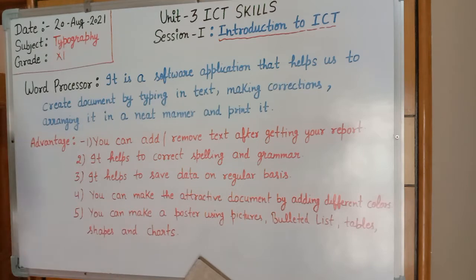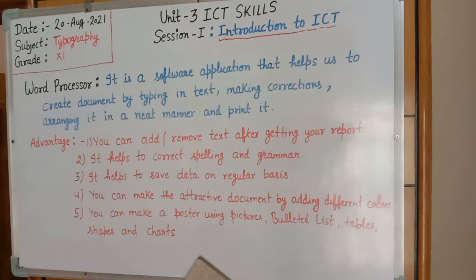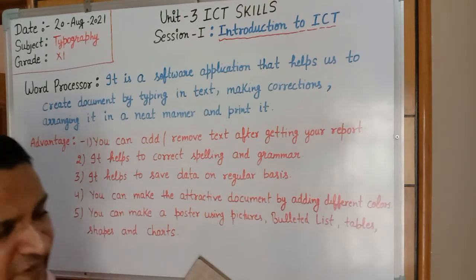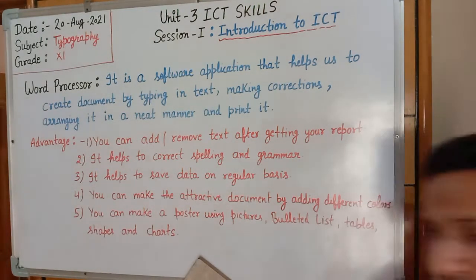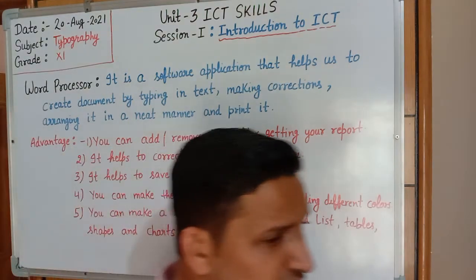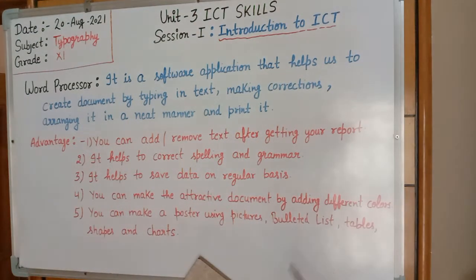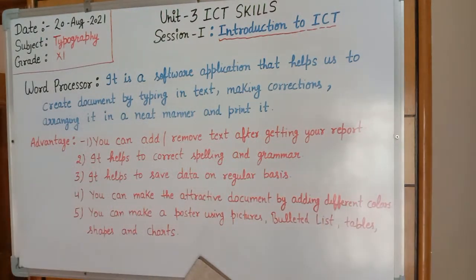Third one, it helps to save data on a regular basis. Fourth, you can make an attractive document by adding different types of colors. And fifth point, you can make a poster using different types of pictures, bulleted lists, tables, shapes and charts. So you will be able to create a specific poster that contains pictures, bulleted lists, tables, shapes and charts. So these are the advantages of word processor software.